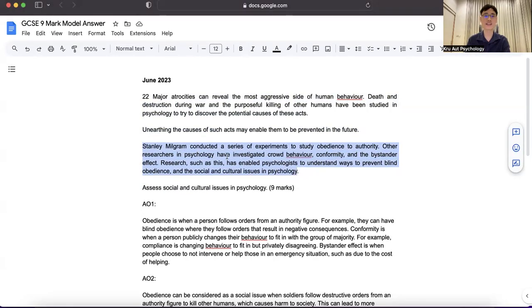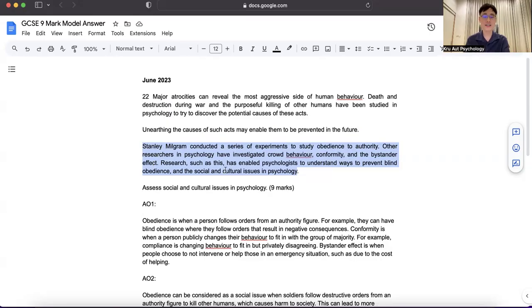Okay, and then this is the part where they mention Milgram, and that there is other research that can help understand things like blind obedience or things that relate to social and cultural issues. So they say: Stanley Milgram conducted a series of experiments to study obedience to authority. Other researchers in psychology have investigated crowd behavior, conformity, and bystander effect. So it's all about research, as I said.